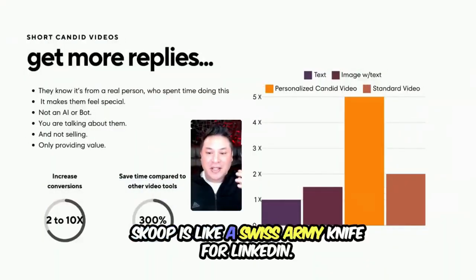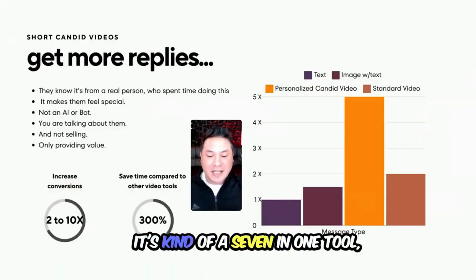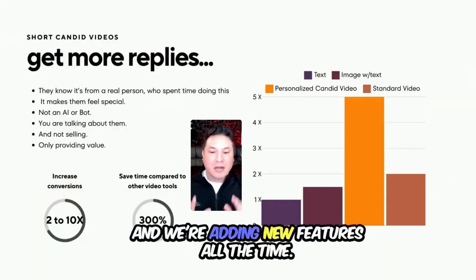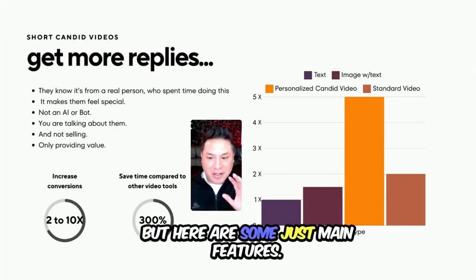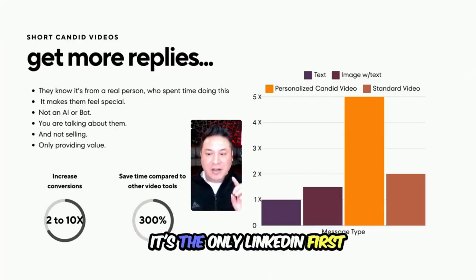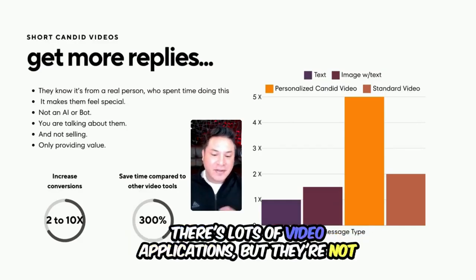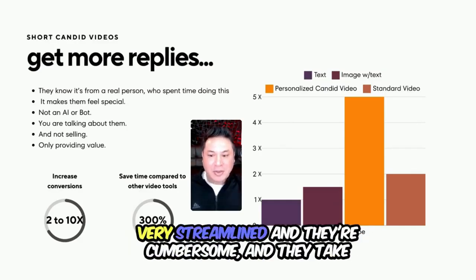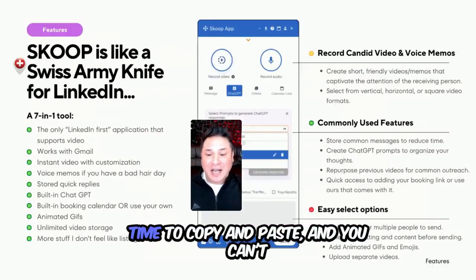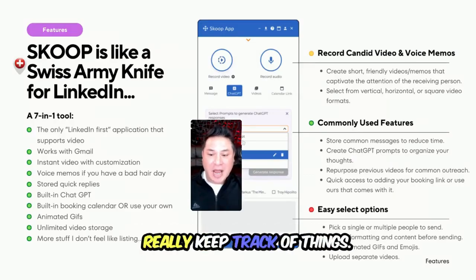Skoop is like a Swiss Army knife for LinkedIn. It's kind of a 7-in-1 tool, and we're adding new features all the time. But here are some main features. It's the only LinkedIn first application that supports video. There's lots of video applications, but they're not very streamlined, and they're cumbersome, and they take time to copy and paste, and you can't really keep track of things.